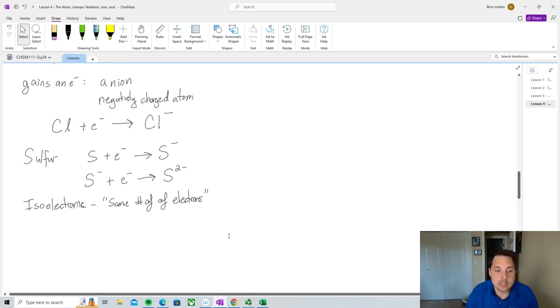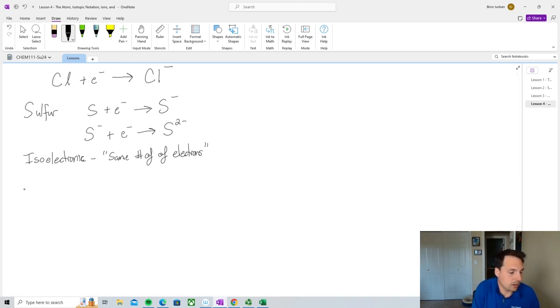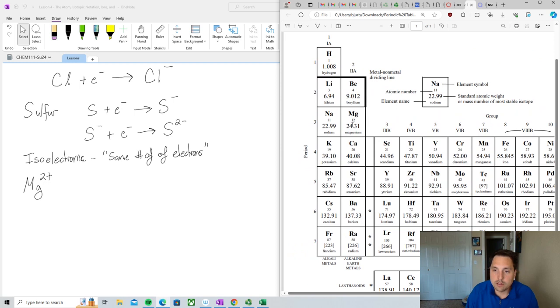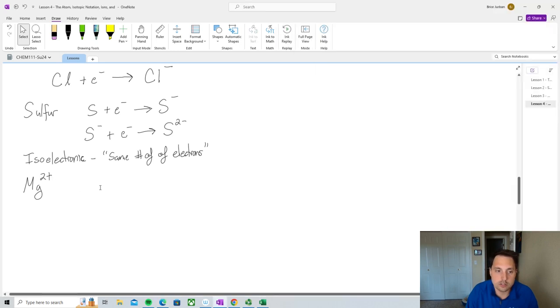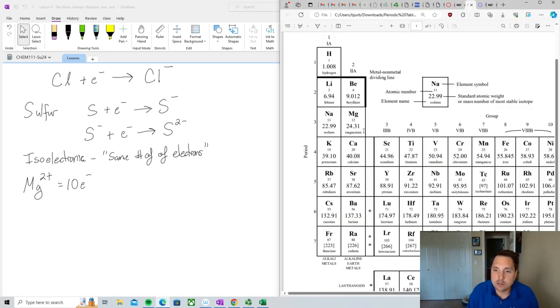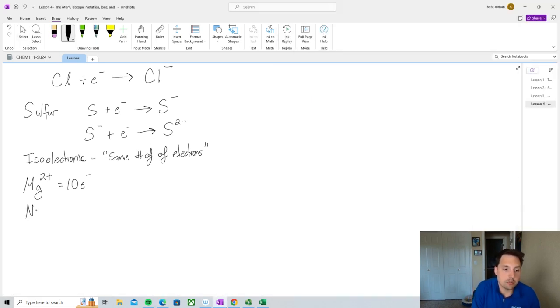So let's look at a couple of examples of isoelectronic ions. We have magnesium 2+. So magnesium 2+ would have 12 electrons minus 2, because it's lost 2 electrons. That's why there's a 2+ charge. So magnesium 2+ has 10 electrons. What's something else that has 10 electrons? What about sodium that's lost 1 electron? Okay, so sodium plus, that one also has 10 electrons.